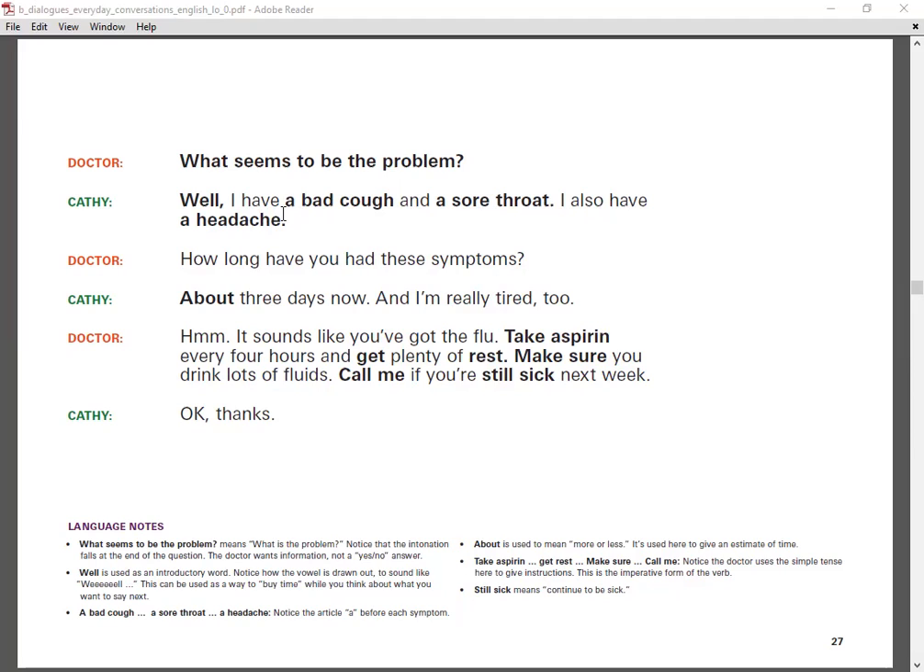Headache, which is a pain in the head. Then the doctor says, how long have you had these symptoms? How long have you had these symptoms?